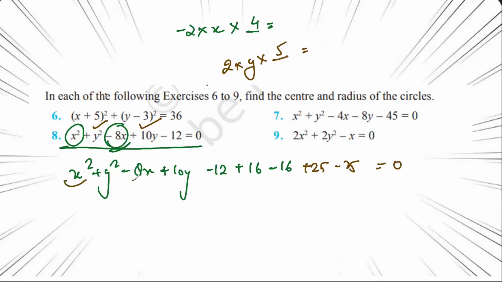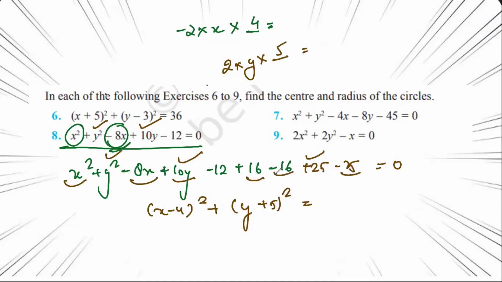Now this and this I am using to make the square, negative because 8 is negative, and plus I will take this portion now, and plus 25. So it will become (y plus 5) whole square, y plus because 10y is positive, and whatever is left I have to take to the other side. So 25 minus 16 is minus 41, and we have minus 12 also, which is 53, right? So 53 I'm taking to that side.